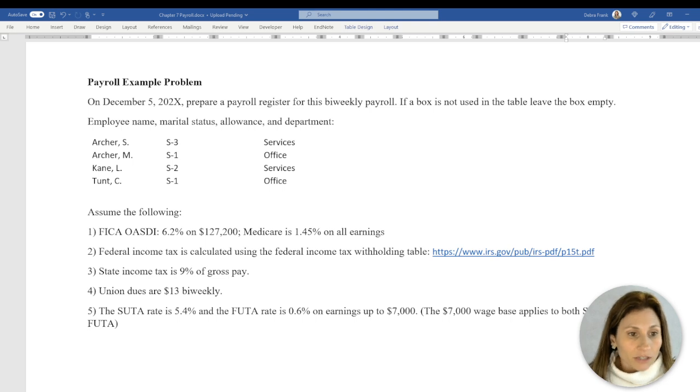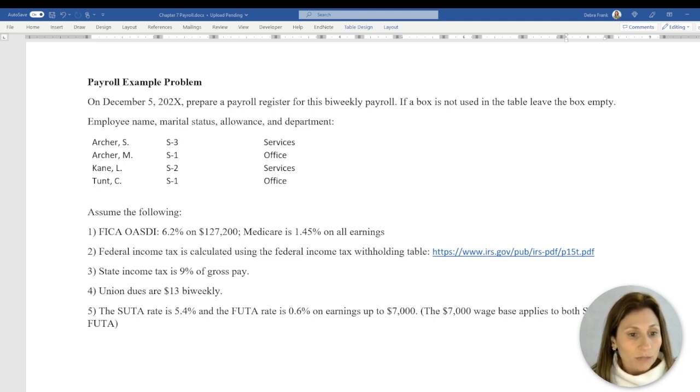We have the following assumptions. We're going to assume the FICA OASDI, the old age survivor and disability insurance, is 6.2% on up to 127,200. That's what we're going to use. It could be different every year, so take note of that, but that's what we're going to use for this problem purpose. And then Medicare is 1.45% on all earnings, so that doesn't have a limit. It doesn't have an up to amount. And then I'll remind you as we go through this.